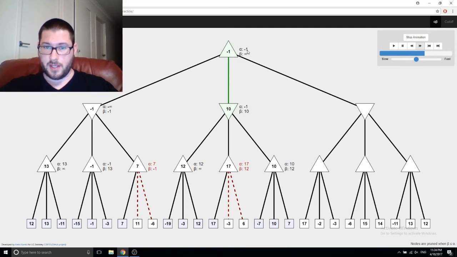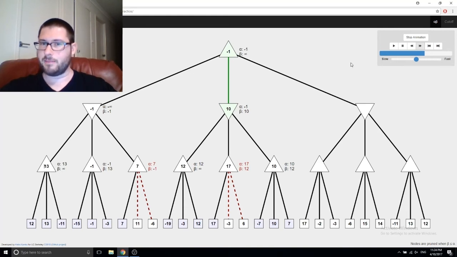Okay, and what's going to happen here? Is it going to update beta, or is it going to update alpha? Well, because it's a maximizing node, it's going to be pushing alpha up. It's going to look at its current alpha value and the value that its child has passed up and pick the maximum as the new alpha value. So the maximum between -1 and 10 is 10. So it's going to update its alpha value.